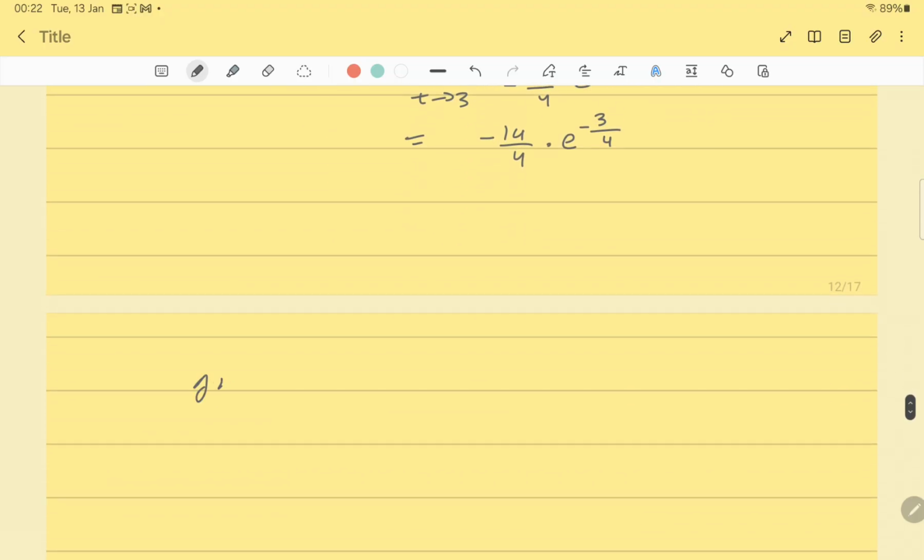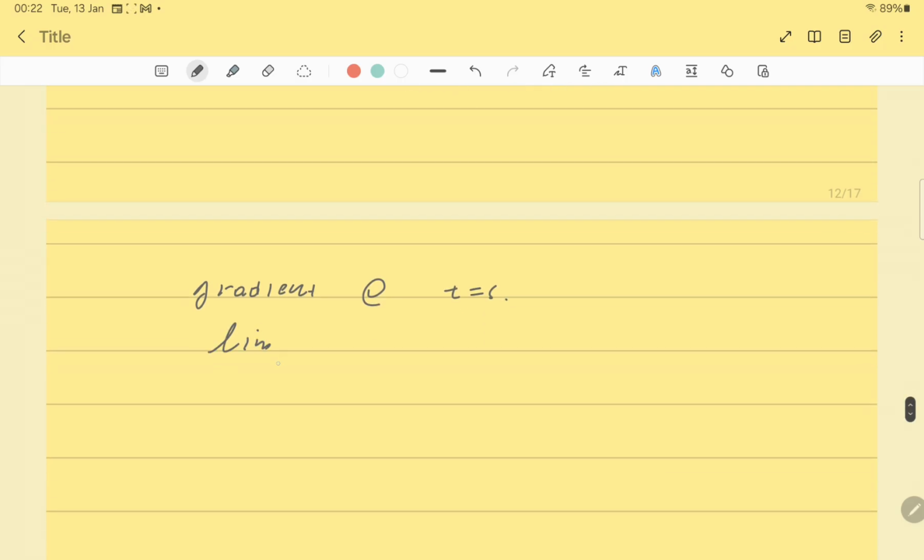Then the gradient at t equals 5 is the same process. You take the limit as t goes to 5 of v of t minus v of 5 over t minus 5. So that's going to be the limit as t goes to 5.